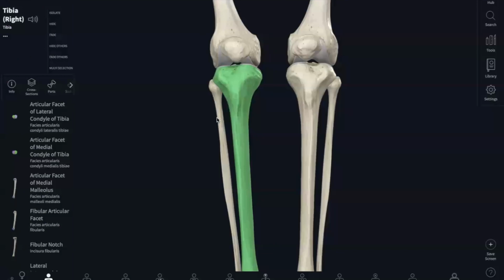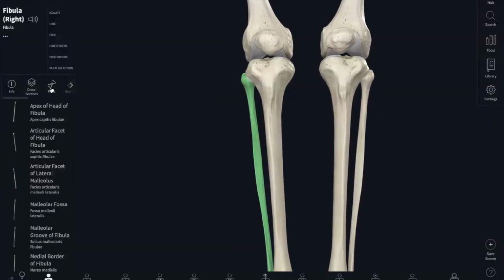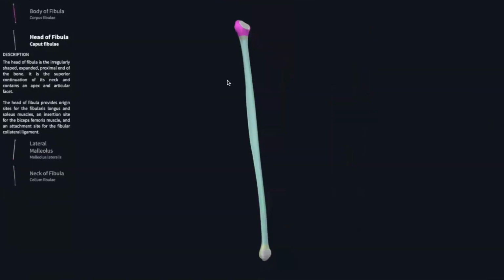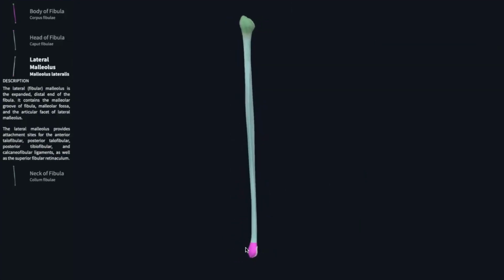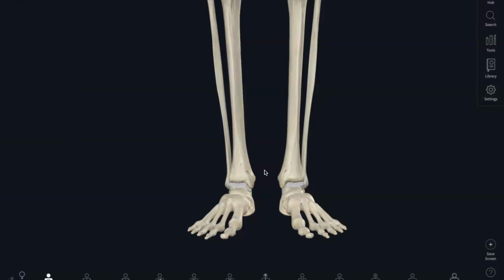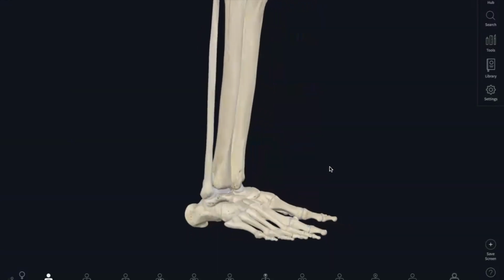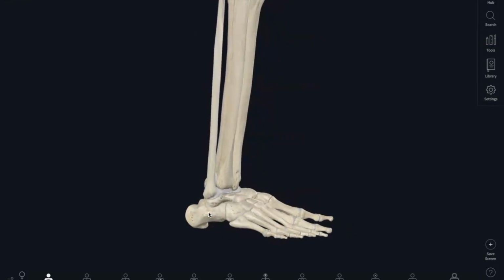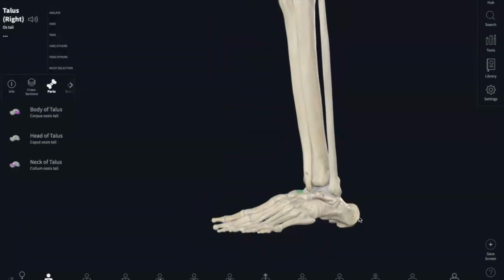Now looking at the fibula, which is lateral to the tibia, we have the head, which is near the top, and we have the lateral malleolus, which is distal to the head. And finally, we have our feet and our tarsals. There are two tarsals that we need to know, and that is the calcaneus and your talus. Those are the right side, and on the left side, this is your calcaneus and this is your talus.